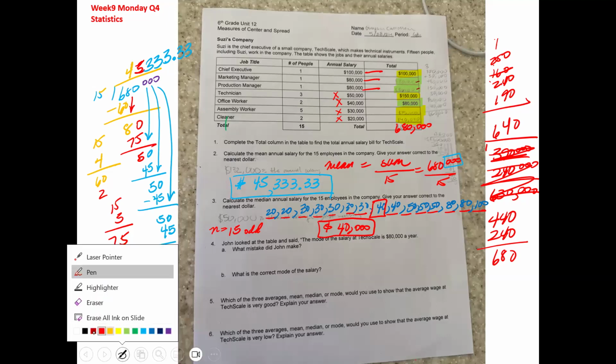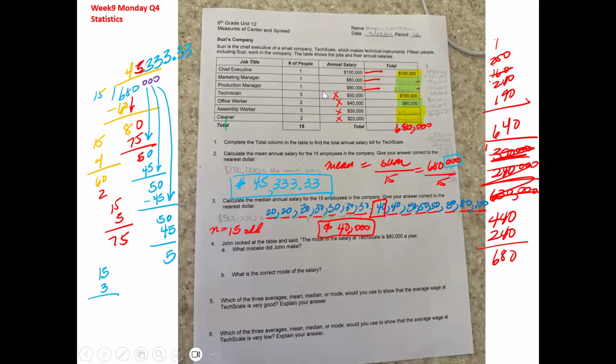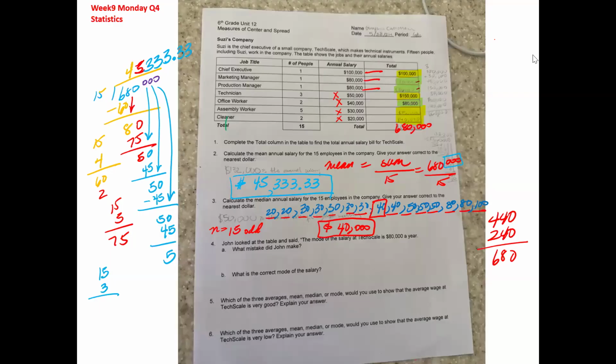Read number 4, please. Actually, here, let me pause it so you can go ahead and catch up. John looked at the table and said, the mode of the salary at Textile is $80,000 a year. A, what mistake did John make?